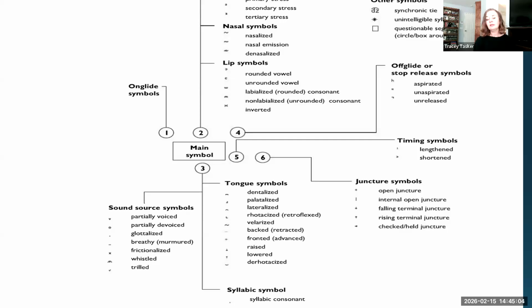Now, the other nice chart that's in your book is this chart which organizes the different diacritic symbols based on whether it's nasal quality or rounding. These are all based on where the tongue should be positioned. These are pausing symbols. And then down here are symbols that we use for vocal quality.